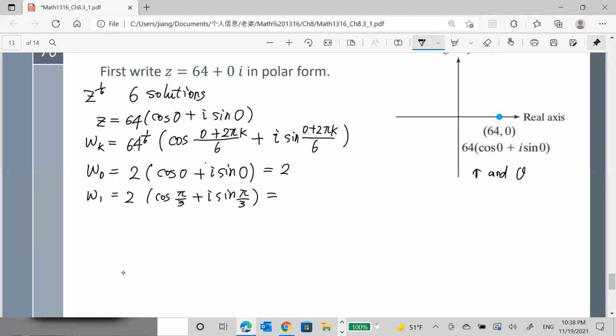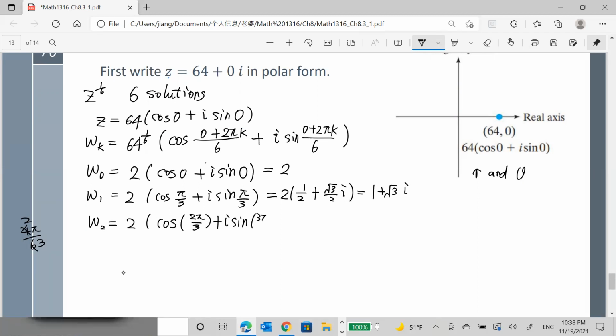So this one is 1/2. That's 2 times 1/2, plus this is square root of 3 over 2, that's square root of 3 over 2i. And then distribute the 2. That's 1 plus square root of 3i. And then W2 equals 2 times cosine. So k is 2. So if k is 2, it is 4 pi over 6, that's 2 pi over 3. Plus I times sine 2 pi over 3.